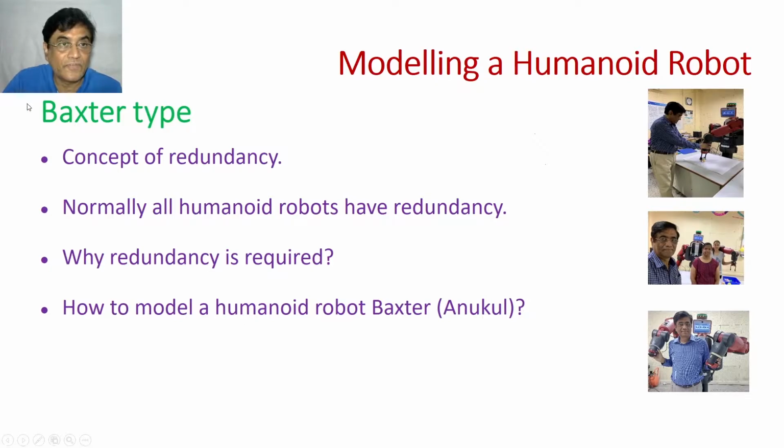So in that context of modeling a Baxter type of robot, you have learned what redundancy is and why it is required. Redundancy makes our mathematical modeling and control problem difficult, but it gives well appreciated dexterity, which all of us want. That's why humanoid robots normally have redundancy, and Baxter also has redundancy. It has 7 degrees of freedom instead of 6 degrees of freedom.